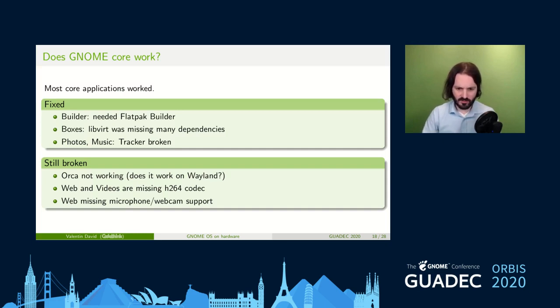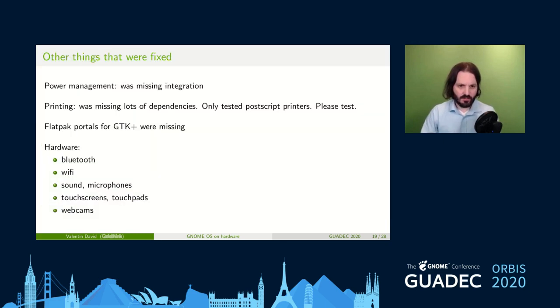Let's see, next page. There are other things that I needed to fix. The power management was broken. There was missing integration. This is another thing that you don't necessarily see when you use a VM, because you don't really have power management. The printing was not working. I mean, who would have the idea of using a VM and trying to print? This is something we completely forget about, printing.